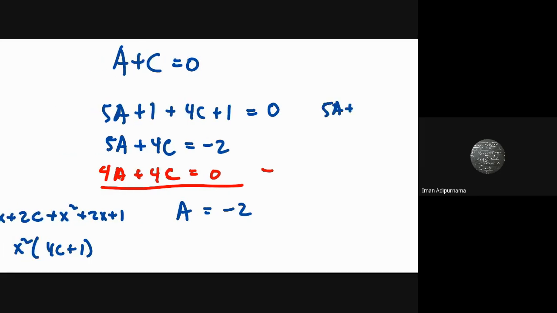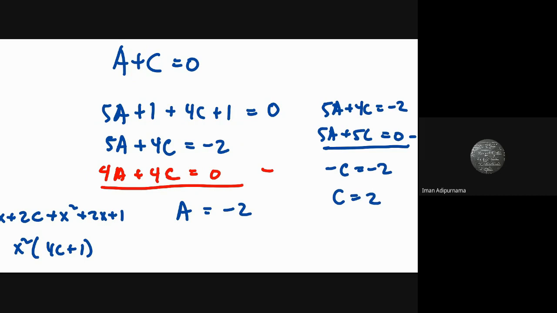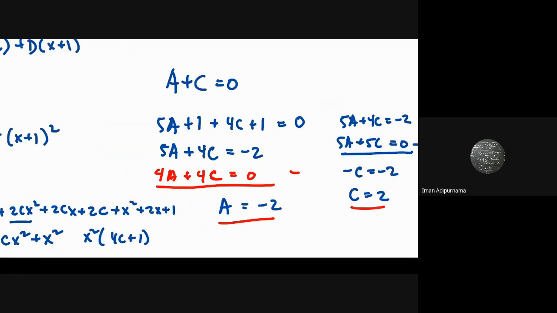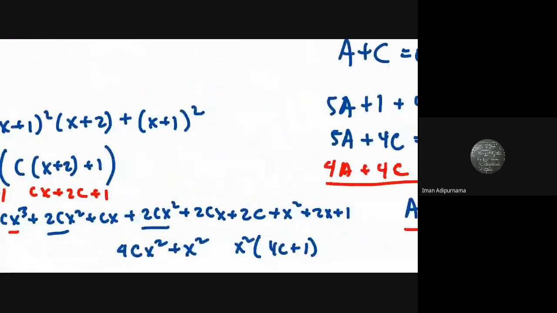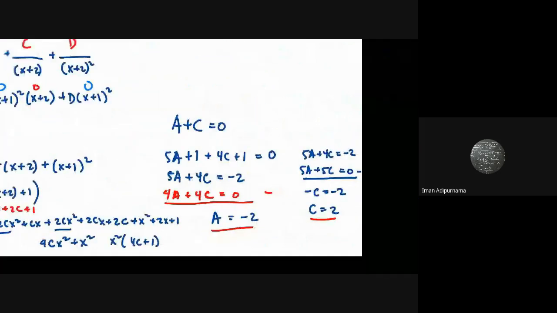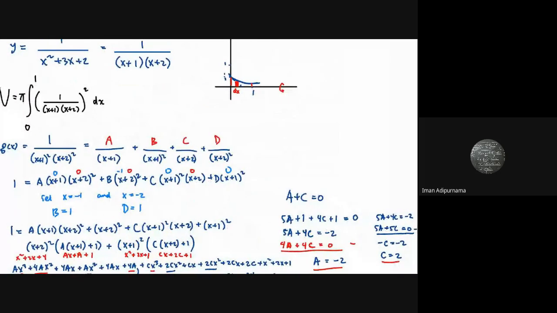And we can solve the other one as well. Negative c is -2, so c is 2. Okay, so we get a is -2, c is 2. Just be careful on finding the variables.